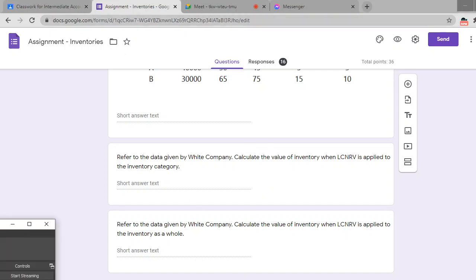That's it for our LCNRV. So today we talked about our cost flow, the FIFO, the weighted average, and we also talked about the LCNRV.